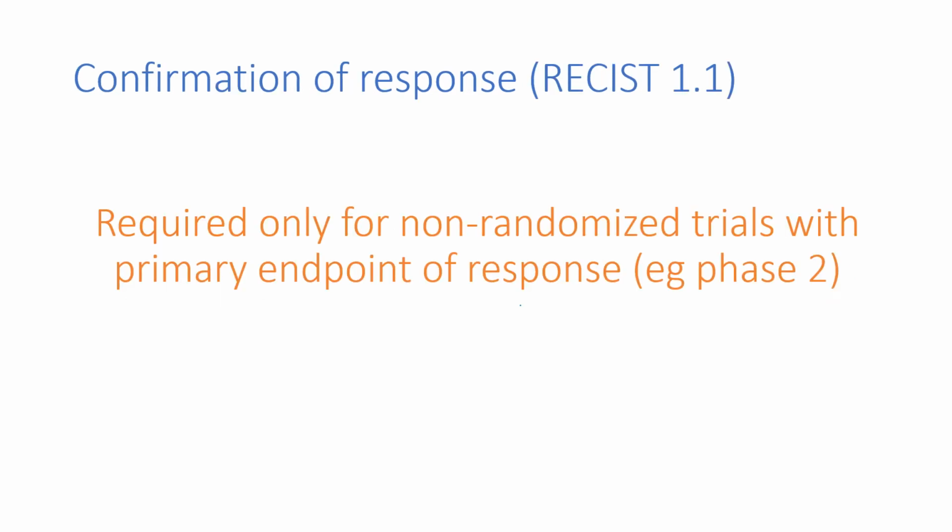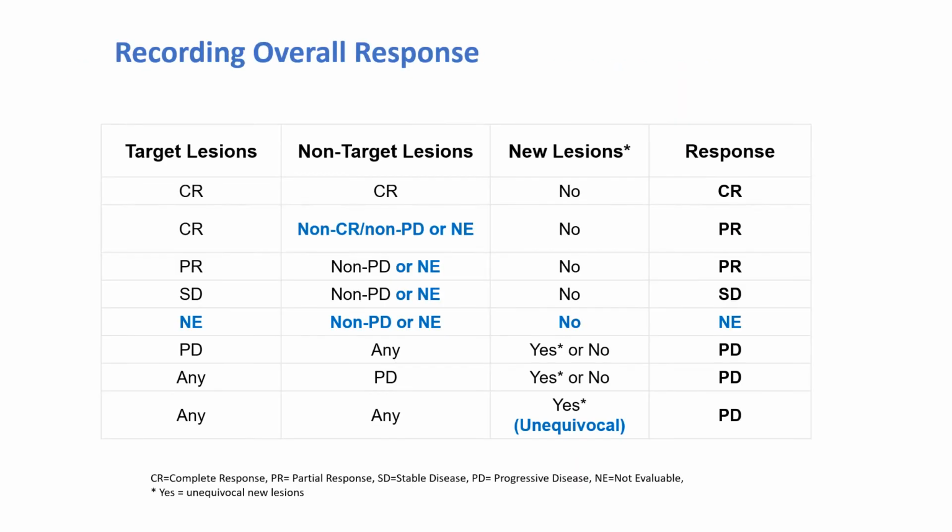Confirmation of response is required on some studies, particularly phase 2 studies, when response is the primary endpoint of the study. In that case, you need to do another scan, usually 4 weeks later, to confirm the response. But then we have this overall response. So it's not just target lesions that we're measuring. We're looking at the target lesions, the non-target lesions, and also whether there's any new lesions.